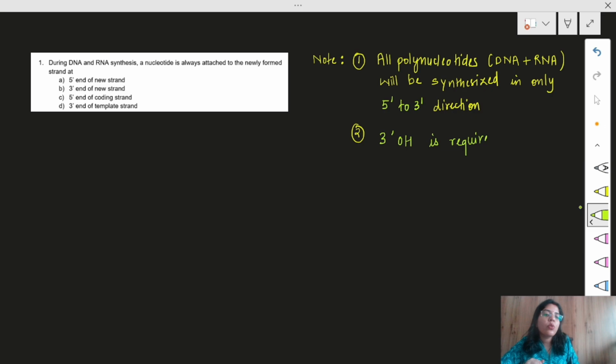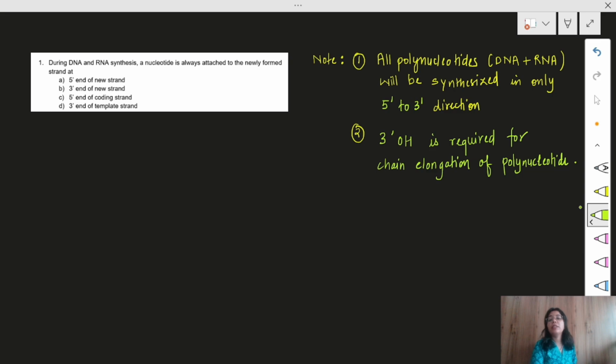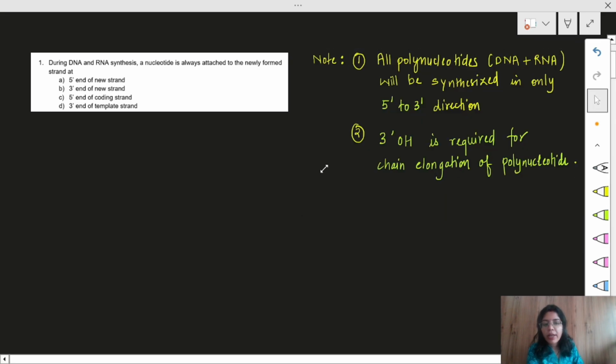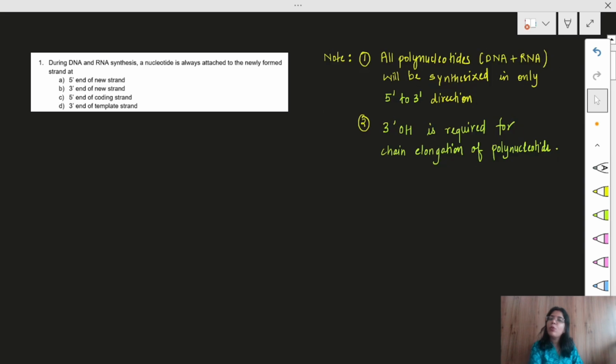3' OH is required for chain elongation of polynucleotide. 3' OH is needed for the chain elongation of polynucleotide. So if you are making DNA or RNA, you require 3' OH. That's why you can synthesize it from 5' to 3' direction only.